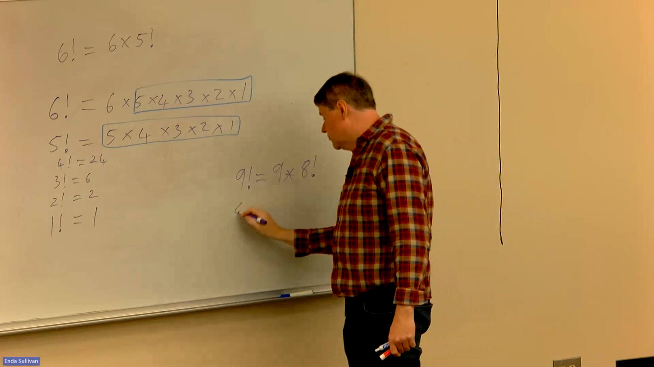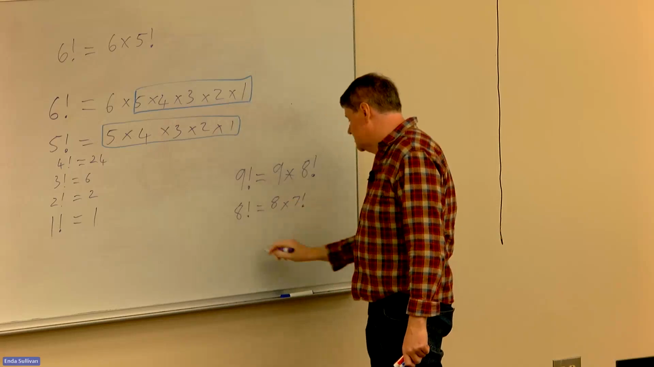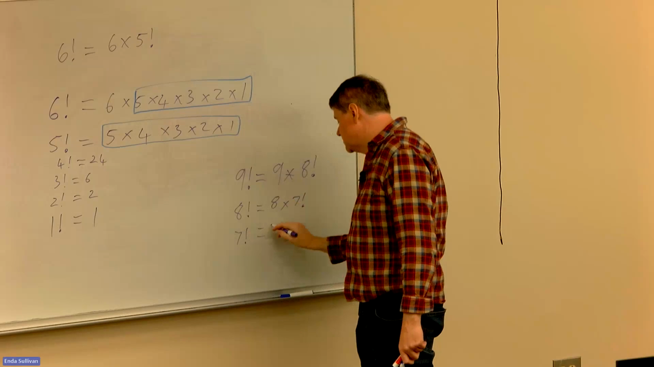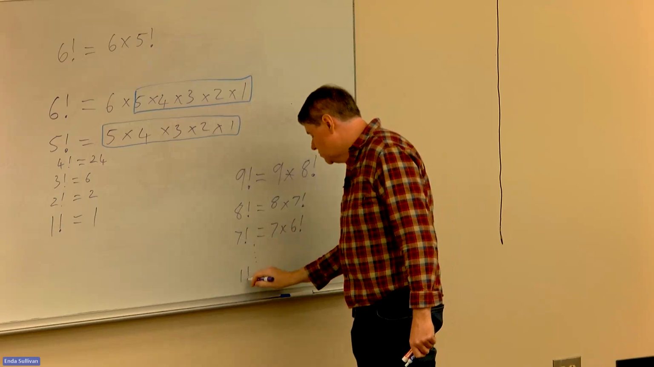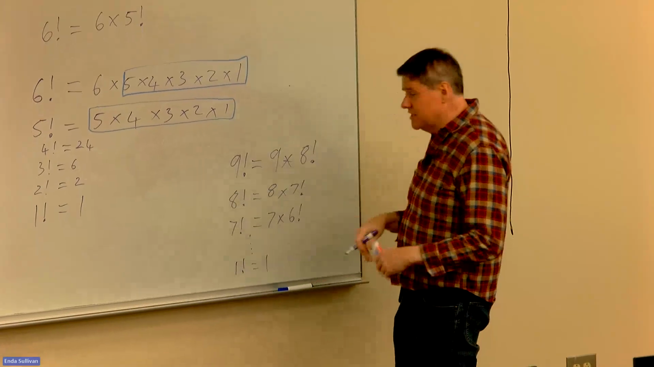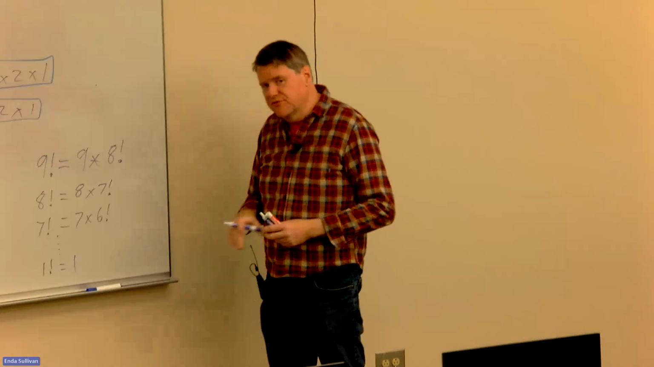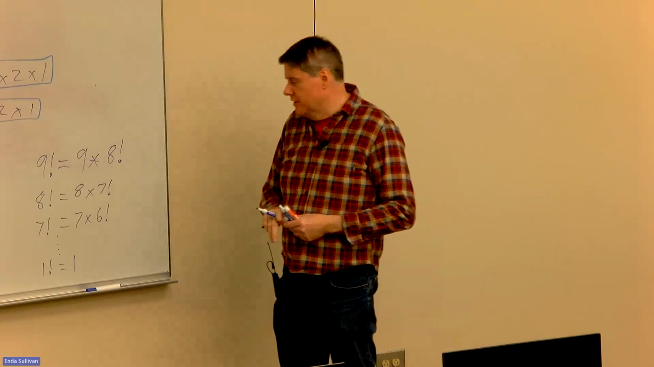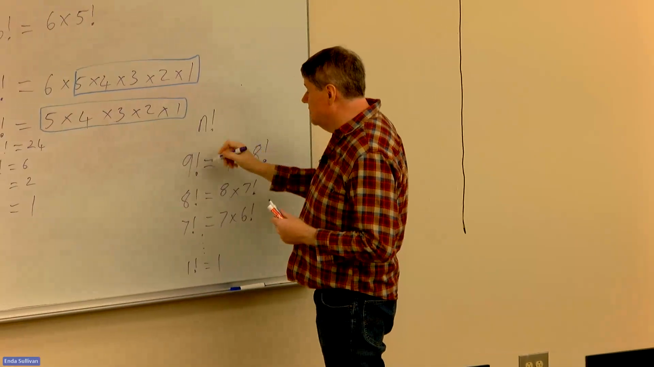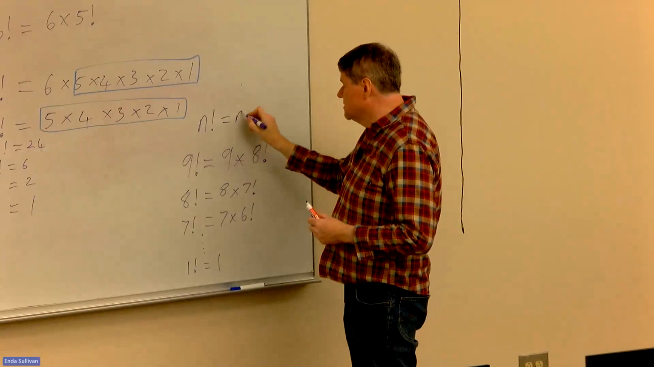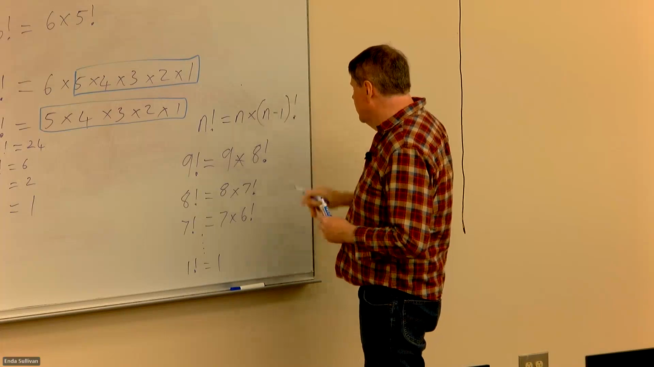And 8 factorial is really equal to 8 times 7 factorial. As a matter of fact, 7 factorial is equal to 7 times 6 factorial, and so on and so forth, all the way down to 1 factorial, which, as I mentioned before, is just equal to 1. So it seems like after you've looked at this for a few moments, you could realize that there's a pattern here. So the factorial of any number, if I extract it out, so n factorial is simply equal to n times n minus 1 factorial.